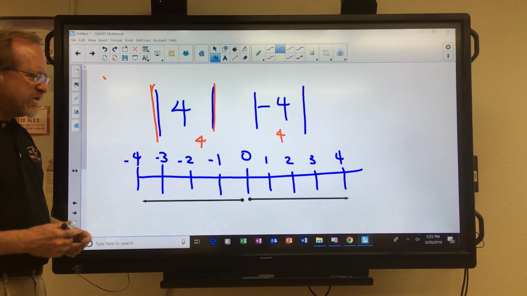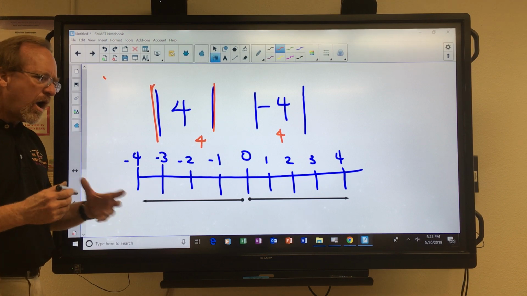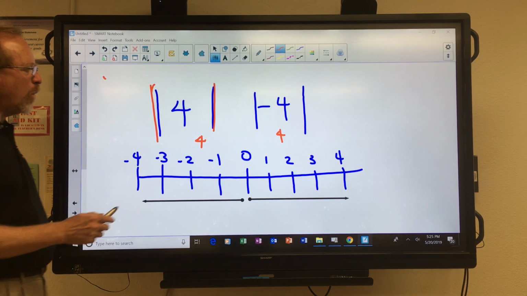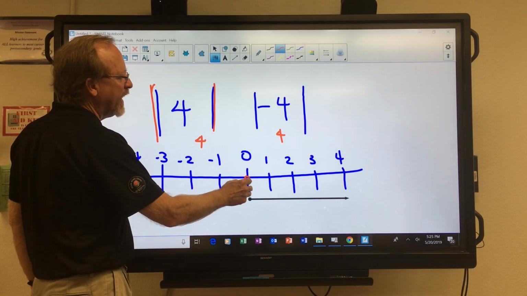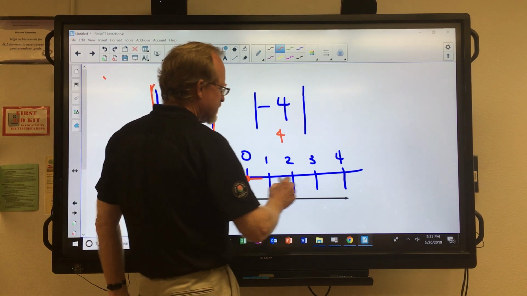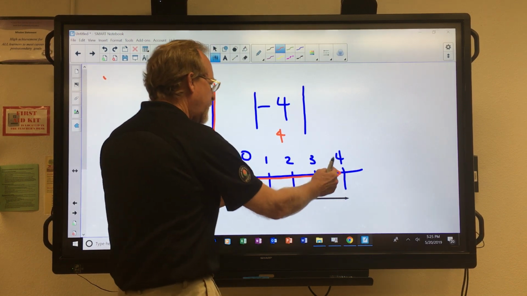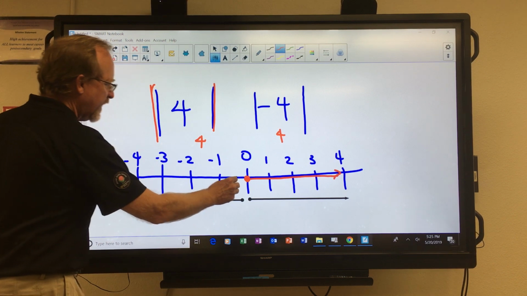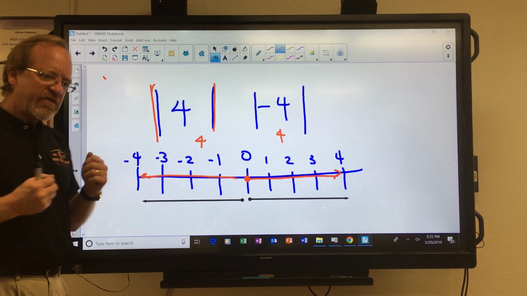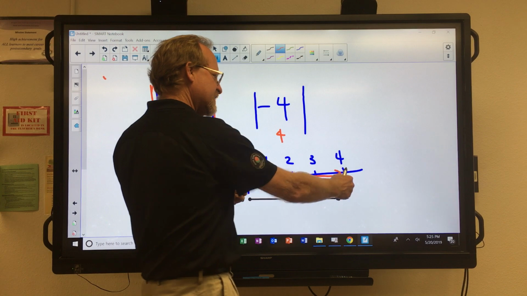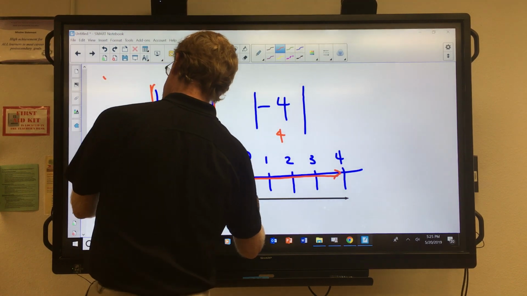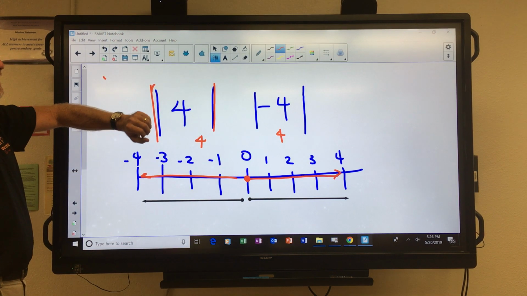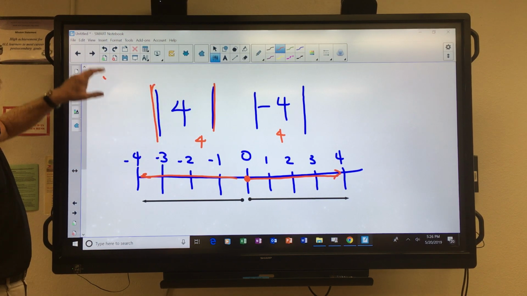Now, absolute value is not how much something is worth, but it's how far away something is from 0. And that's why the absolute value of +4 is 4, because it's 4 away from 0. And it's the same for -4. It's like if you took a tape measure and you measured from this side, well, that'd be 4. If you measured this side, that'd be 4, okay? So absolute value is whatever number you get, positive.